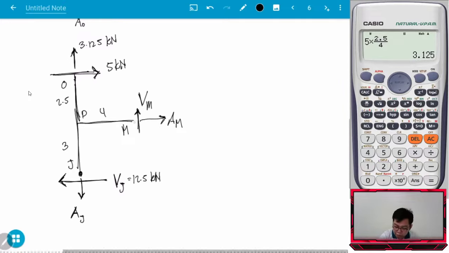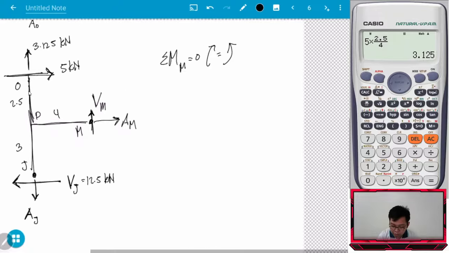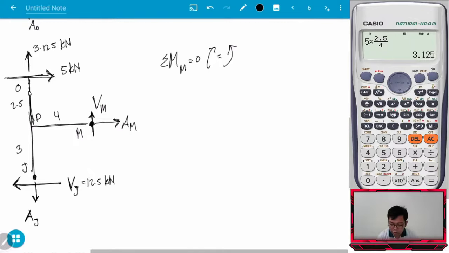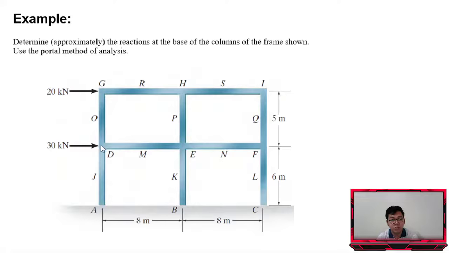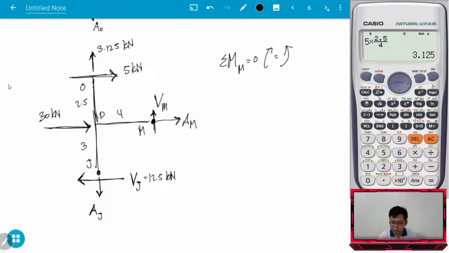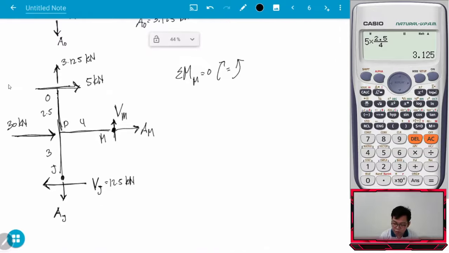Now, I can take the sum of moments at M. Summation of moment at M is equal to 0. Clockwise equals counterclockwise. What is our clockwise? We rotate about M. Wait, I forgot something. Let's not forget this. That is actually 30 kilonewton from our figure, because in our figure we have a 30 kilonewton load at D. So, summation of moment at M is equal to 0.